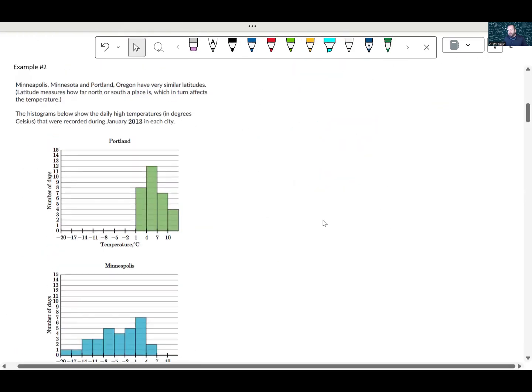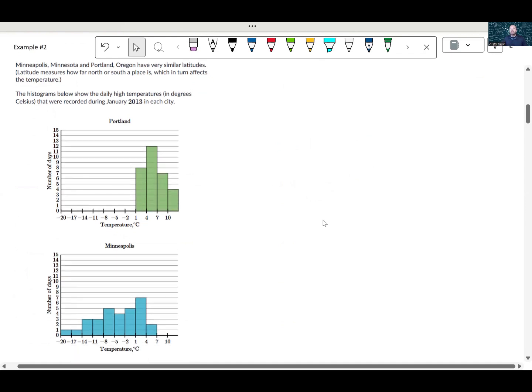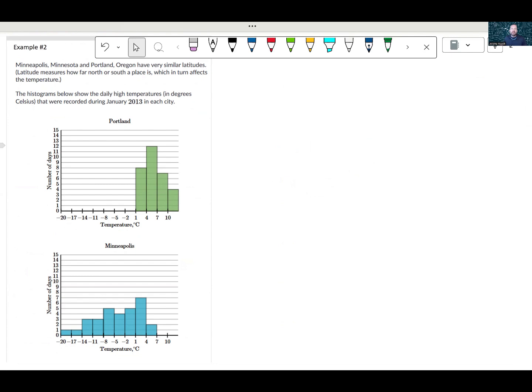This next example is going to ask us to look at the same sorts of ideas, except now we have a histogram. And this is Minneapolis, Minnesota, and Portland, Oregon. It says they have similar latitudes on the map. So that measures how far north and south that someplace is. And these histograms show the daily high temperatures that were recorded in January 2013 in both of the cities.